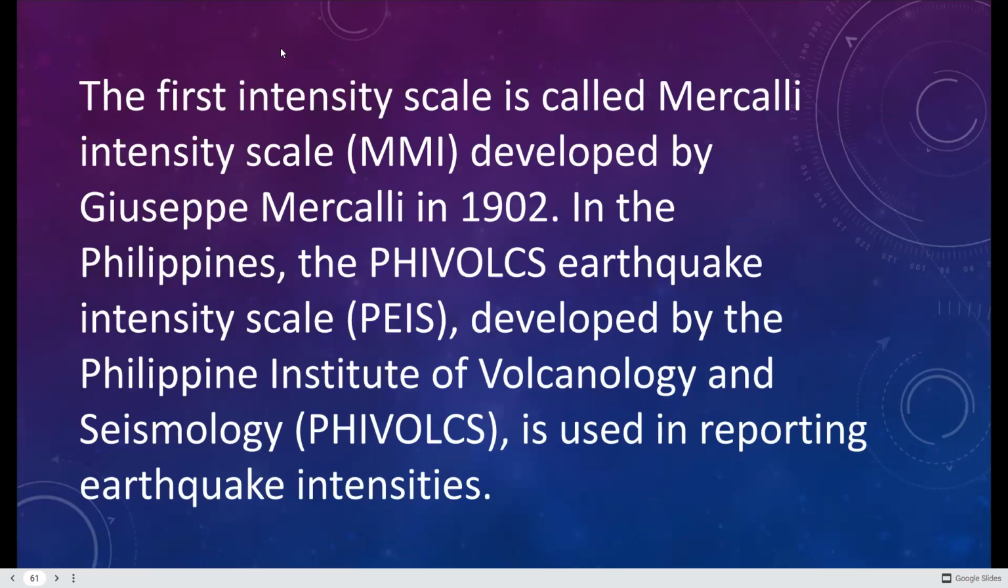The first intensity scale is called the Mercalli scale. The Mercalli intensity scale, MMI, was developed by Giuseppe Mercalli in 1902. In the Philippines, the PHIVOLCS earthquake intensity scale, PEIS, developed by the Philippine Institute of Volcanology and Seismology, is used in reporting earthquake intensities. The one we actually use here is the PEIS.